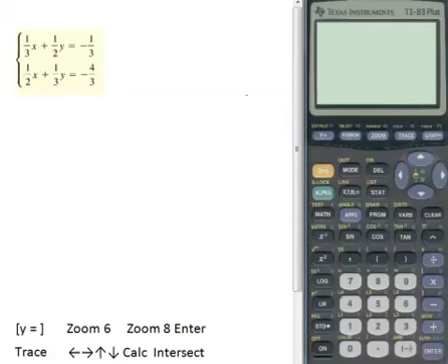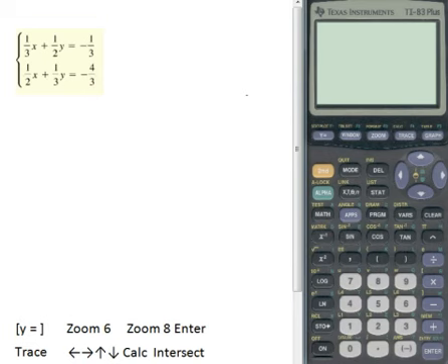In this video, I'm going to show you how to solve a system of equations using the calculator. All right. First, at the bottom of the screen, I have shown the different keys that we're going to be using when we're doing this. We'll be using the y equals key, the zoom 6, zoom 8 enter, trace, the left and right arrows, the up and down arrows, the calc feature, and intersect.